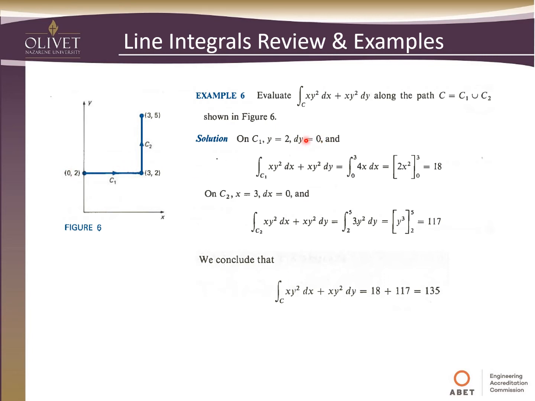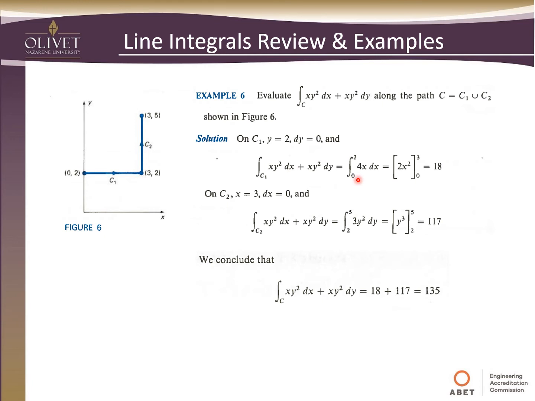Y does not change at all, so dy is equal to 0. So if we take that into consideration, we can take the integral over C1 of xy squared dy. Well, remember dy is equal to 0, so this part drops out. So we're left with xy squared dx.